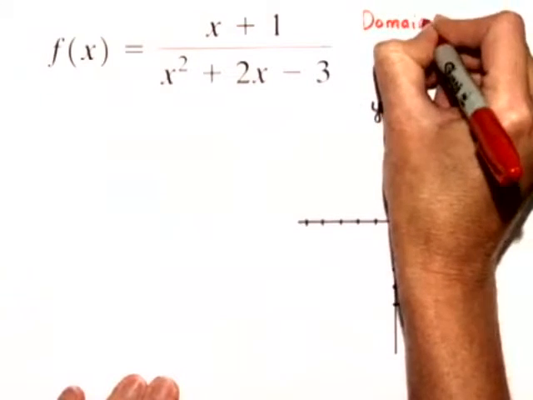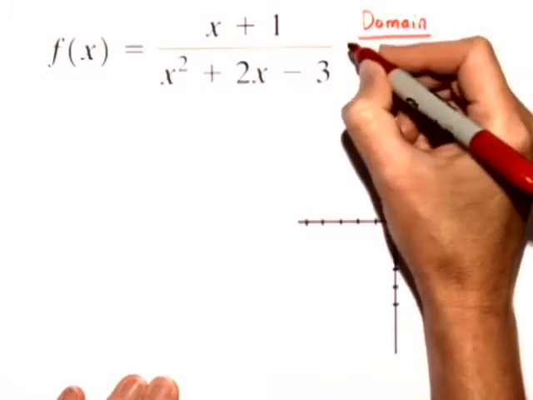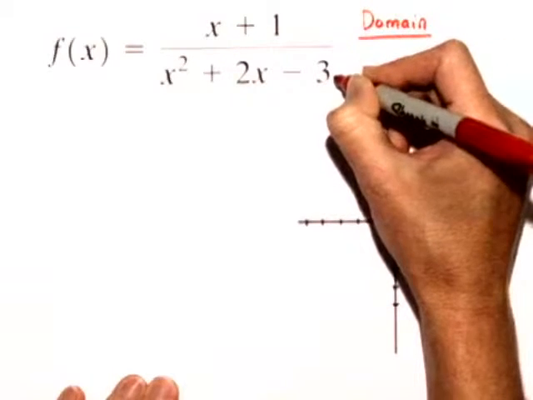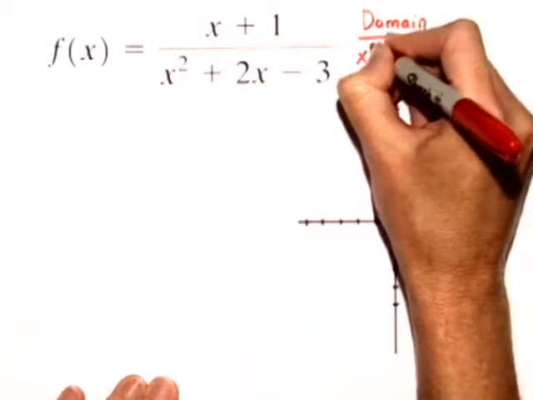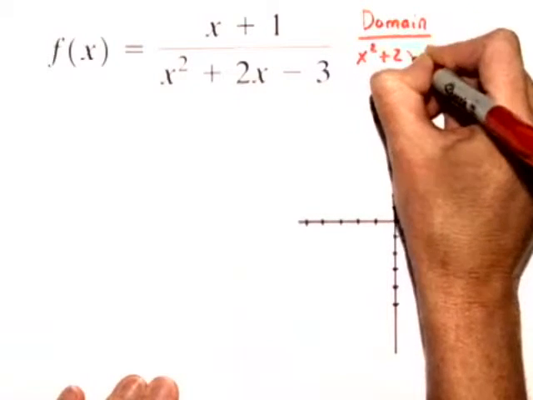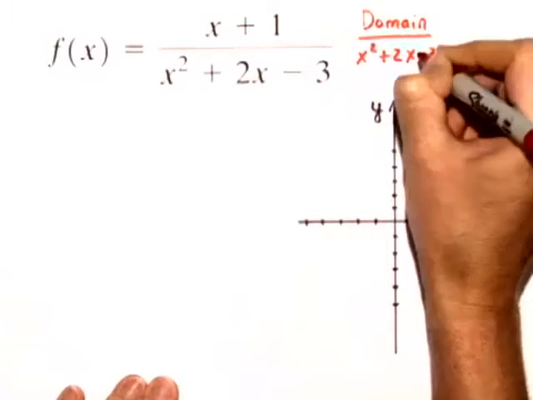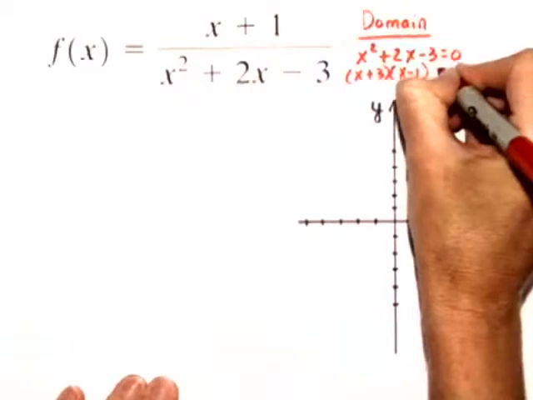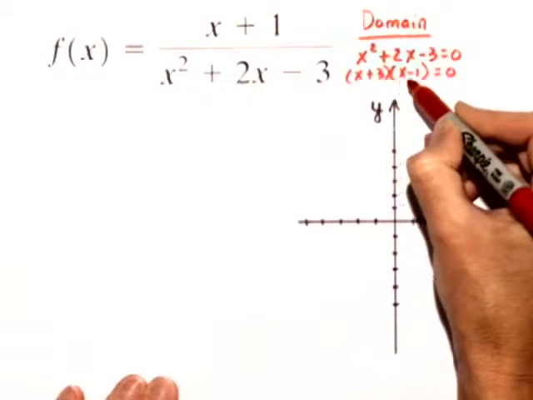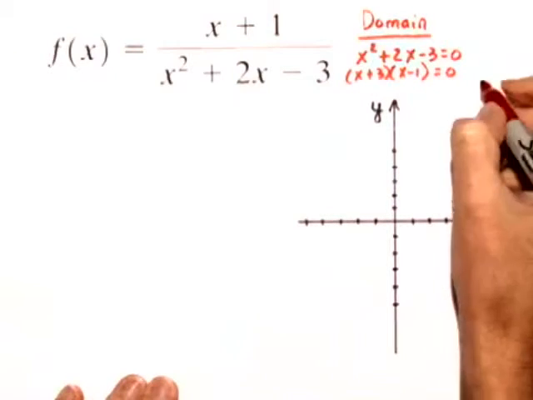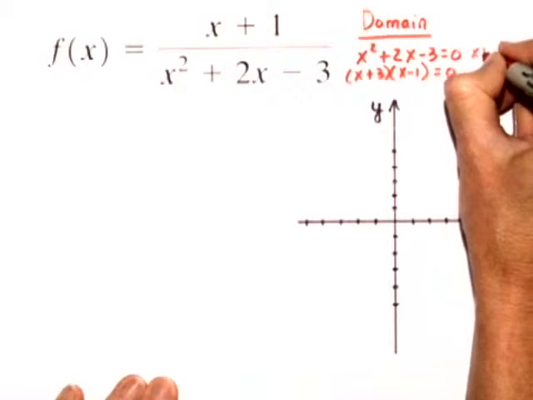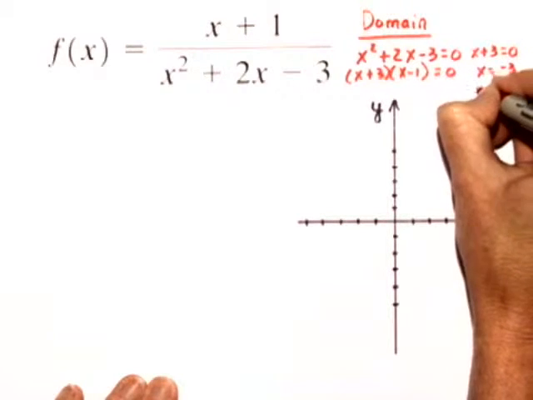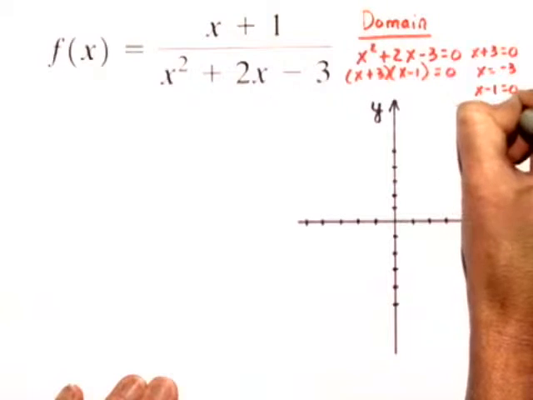In order to find the domain, we need to let x equal any real number except values that make the denominator 0. So let's set the denominator equal to 0 and solve. And we can factor this. x plus 3 times x minus 1 equals 0. If we set each of these linear factors equal to 0, if we set x plus 3 equal to 0, we get x equals negative 3.